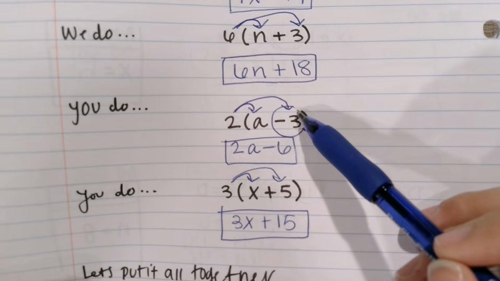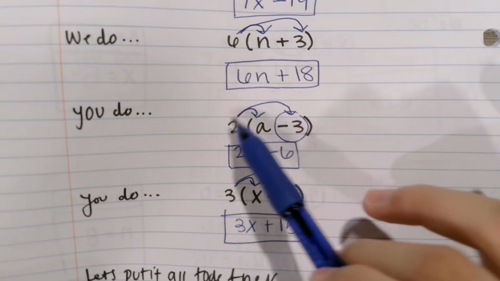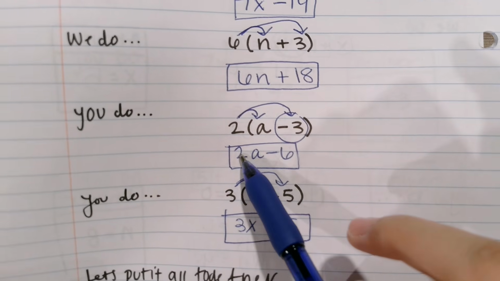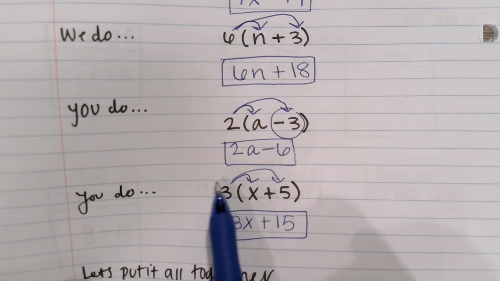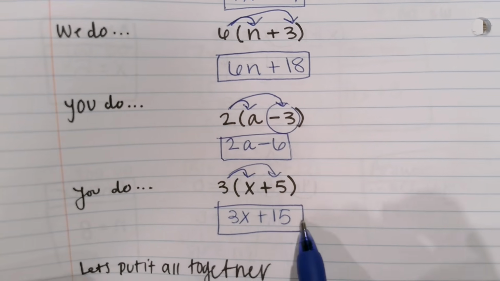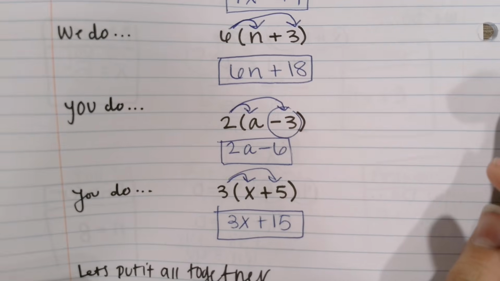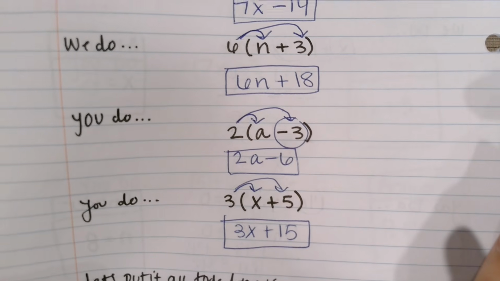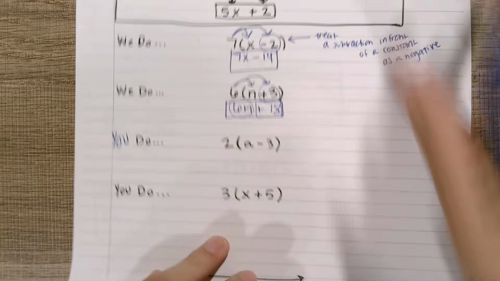Okay, here are the answers. 2 times all the inside terms would get you 2a minus 6. 3 times everything inside the parentheses would get you 3x plus 15. So these should have been pretty quick, but this is pretty much what distributive property is. Okay, go ahead and flip your page.